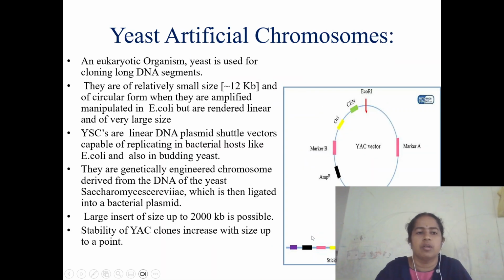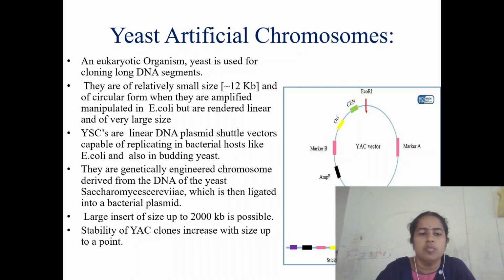Then yeast artificial chromosomes: yeast is a eukaryotic organism and hence it can hold more kilobase pairs as compared to the prokaryotic vectors, that is, bacteria, phages and plasmids. Yeast artificial chromosomes are again linear chromosomes and they act as shuttle vectors between the bacterial cells and the budding yeast.